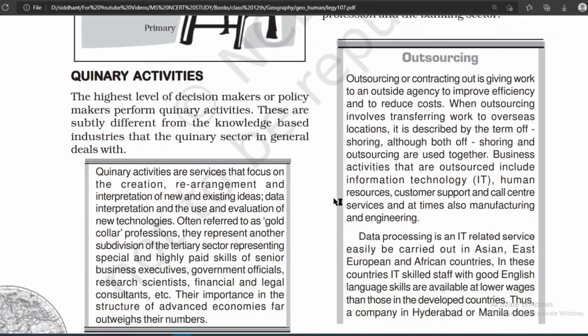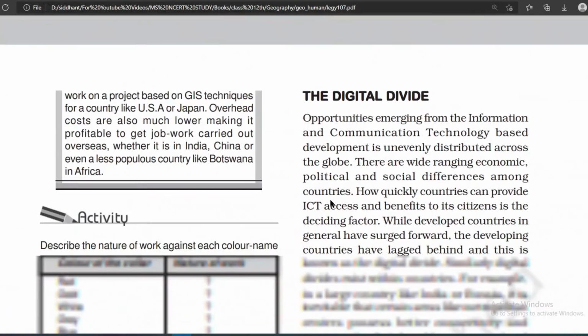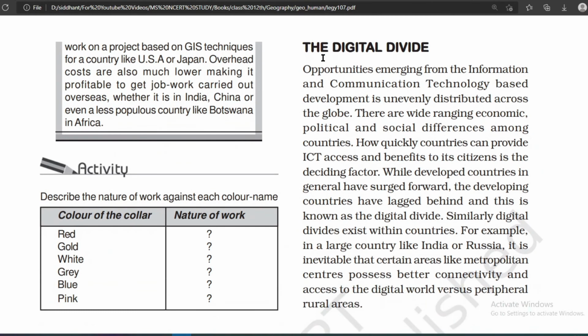banking sector. The digital divide. Opportunities emerging from information and communication technology based development are unevenly distributed across the globe. There are wide-ranging economic, political, and social differences among countries. How quickly a country can provide ICT access and benefits to its citizens is the deciding factor.